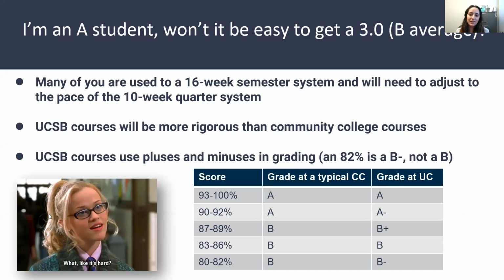All right, so you might be thinking, well, I usually get straight A's at my community college. So if a 3.0 is a B average, won't that be really easy? It is important not to disregard our warnings about the rigorous GPA requirements, because many of you are used to the 16-week semester system and will need time to adjust to the pace of a 10-week quarter system, which, believe us, goes by really quickly. Week 1, you're just settling into class, and by week 2, you might already have a quiz, a paper due, and by week 3, maybe even a midterm.